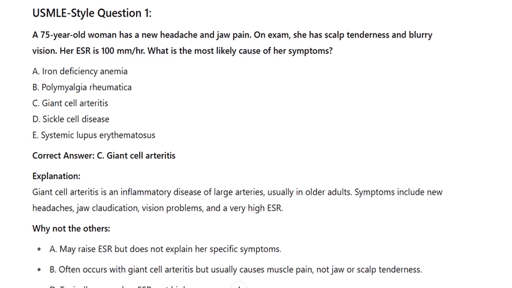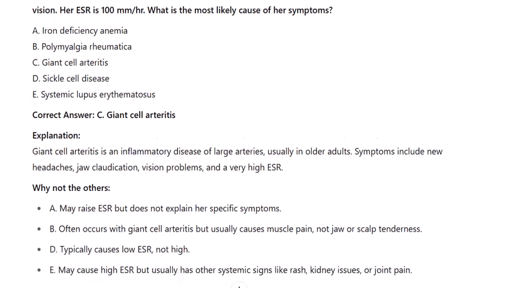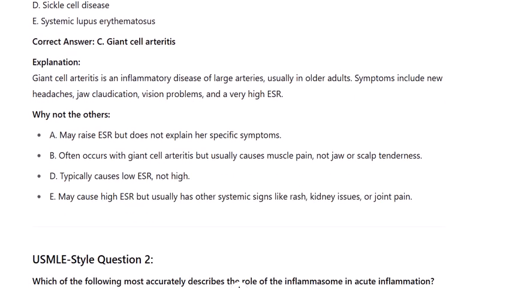Why not the others? A. May raise ESR but does not explain her specific symptoms. B. Often occurs with giant cell arteritis, but usually causes muscle pain, not jaw or scalp tenderness. D. Typically causes low ESR, not high. E. May cause high ESR, but usually has other systemic signs like rash, kidney issues, or joint pain.